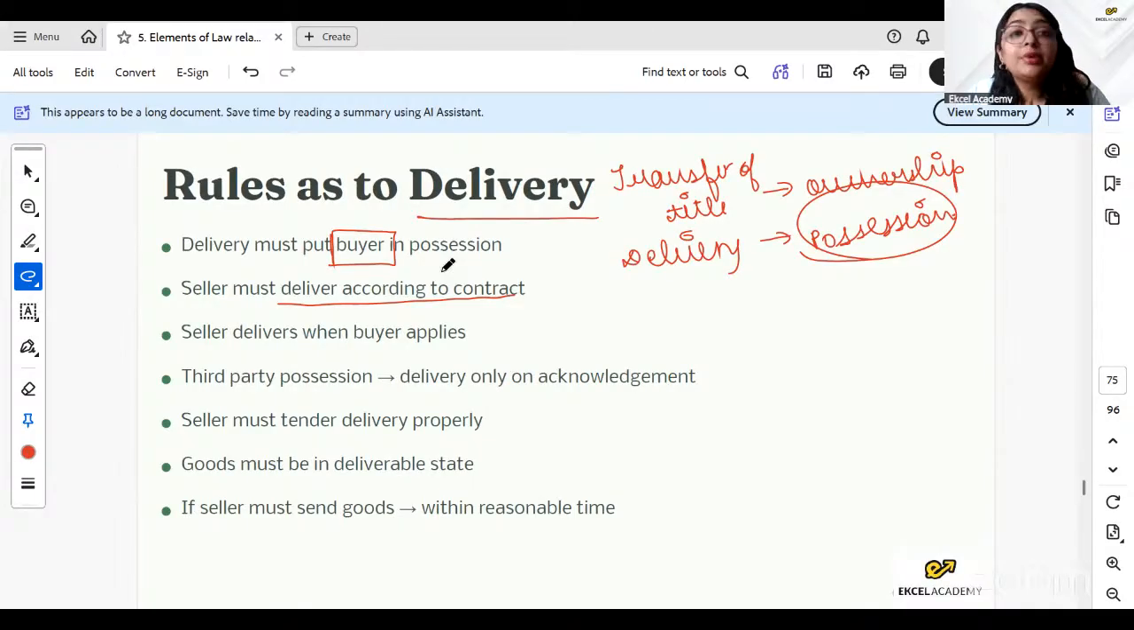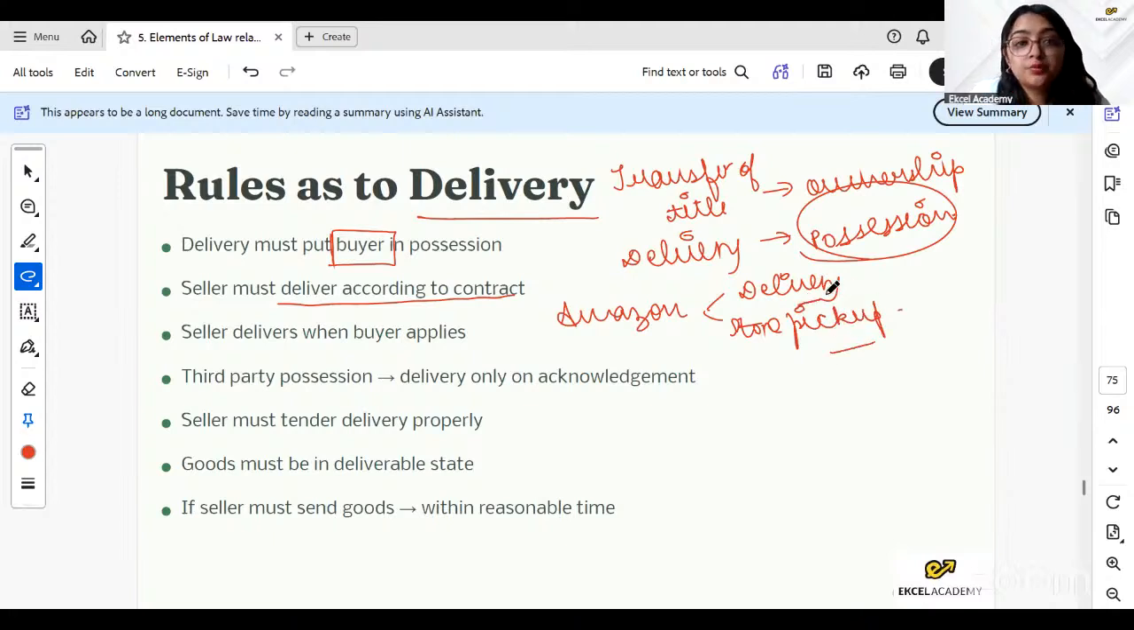Let's take a simple example. Let's say you are purchasing something online from, say, Amazon. Amazon sometimes has two options wherein they will do the delivery, or you can even do a store pickup. If the store is nearby to you, you can even do a store pickup. If the contract at the time of placing the order says delivery by a certain date, it means that Amazon itself will take the responsibility to deliver. But if you're saying store pickup, then Amazon will take the responsibility to keep the goods until you come and pick it up. All right, so the delivery will be according to the contract.